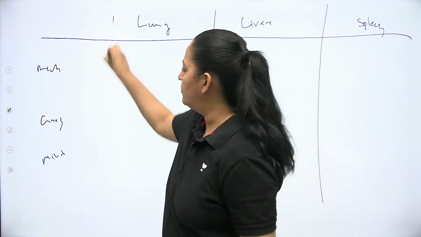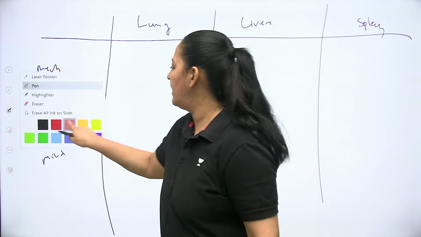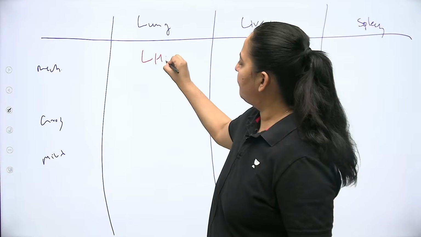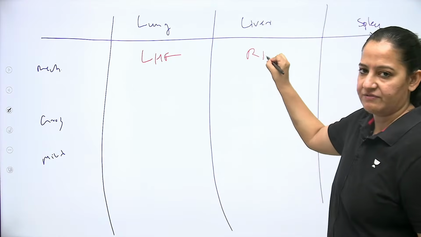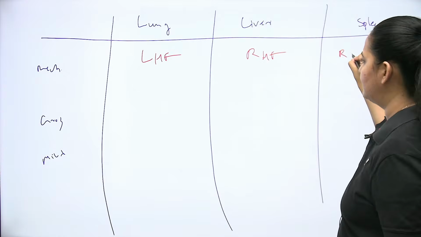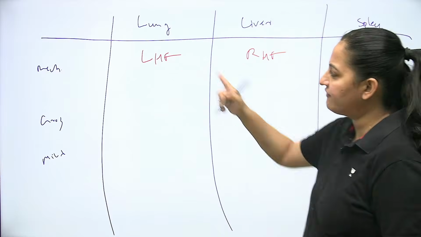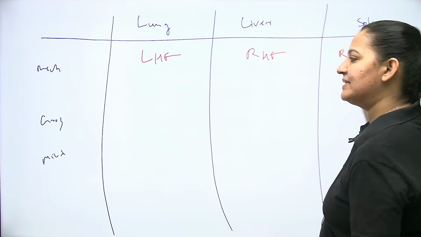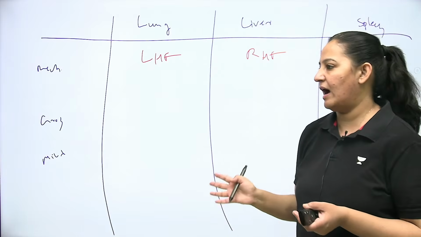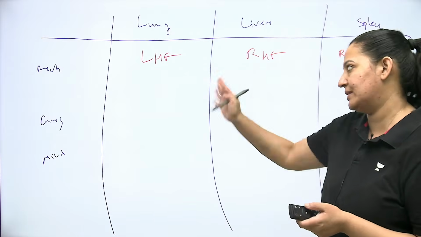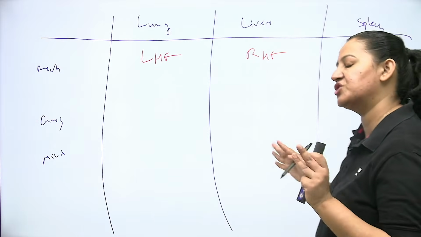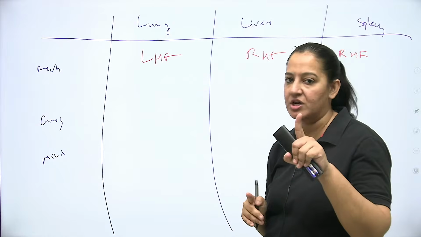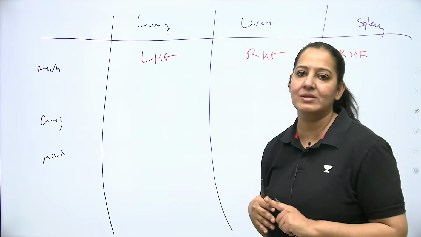So how will you do it? For the lung, it is left heart failure. And for liver and spleen, it is right heart failure. Am I right? Yes or no? So left heart failure leads to lung CVC, and right heart failure leads to liver and spleen CVC, right? So I request you to make this comparative table so that you have better retention of all CVCs together on one page. So before going to your exam, you can revise all CVCs.